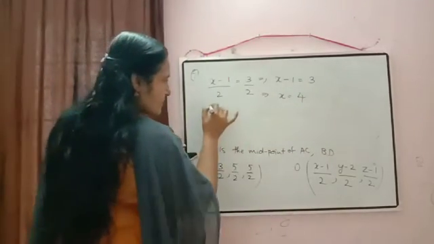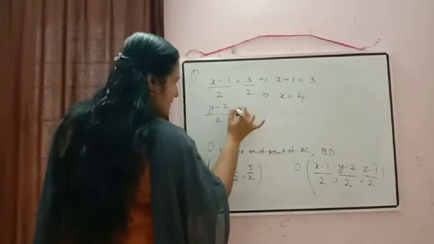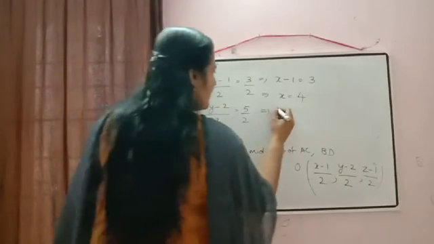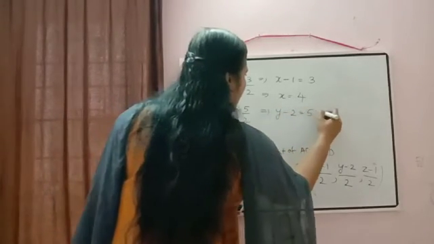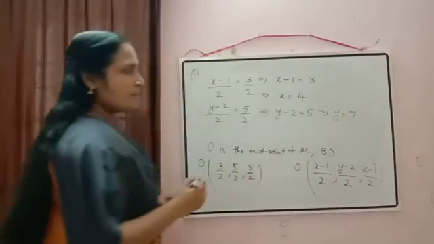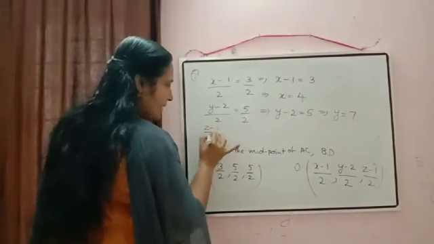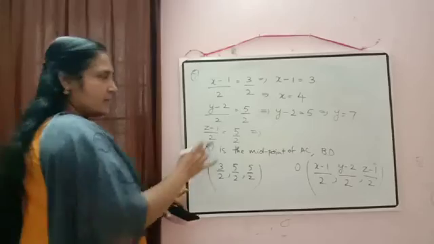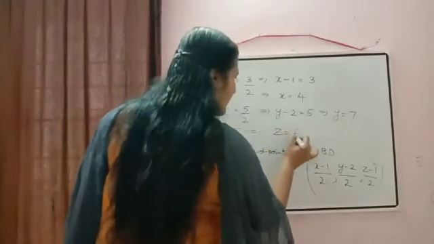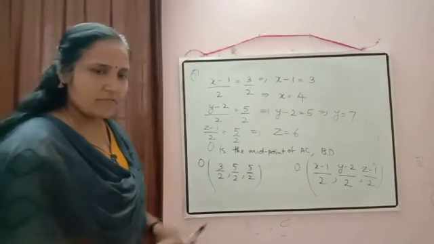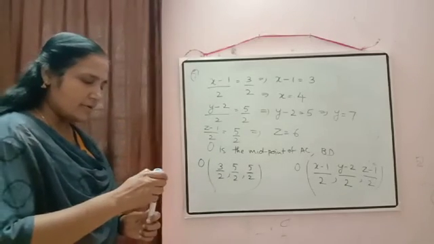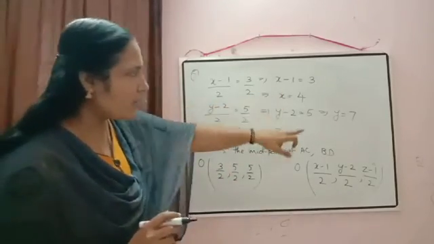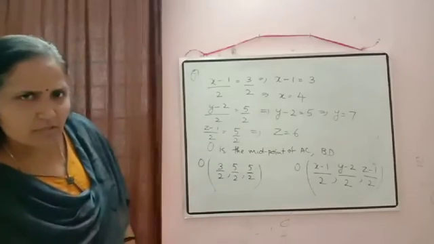Then next one. (y minus 2) by 2 is equal to 5 by 2. Again 2 and 2 will get cancelled. So we get y minus 2 is equal to 5, then y is equal to 7. In the same way, (z minus 1) by 2 is equal to 5 by 2. Again 2 and 2 cancelled. This minus 1 we can shift, then we get z is equal to 6. So we got the x coordinate, y coordinate and z coordinate. Just write down the answer: D, in brackets 4 comma 7 comma 6. I hope this question is clear.